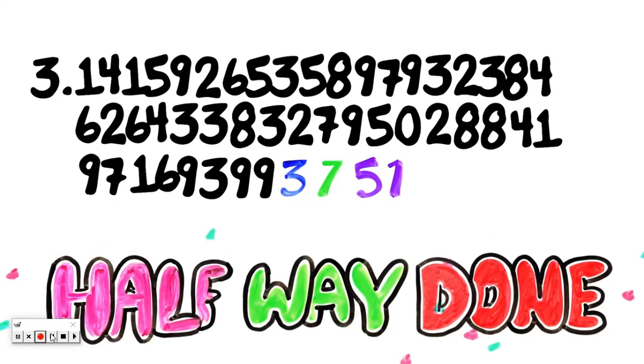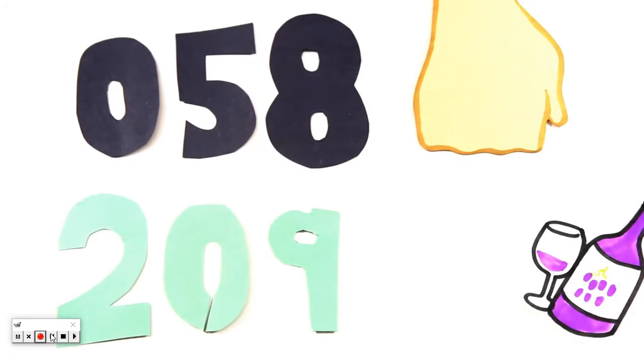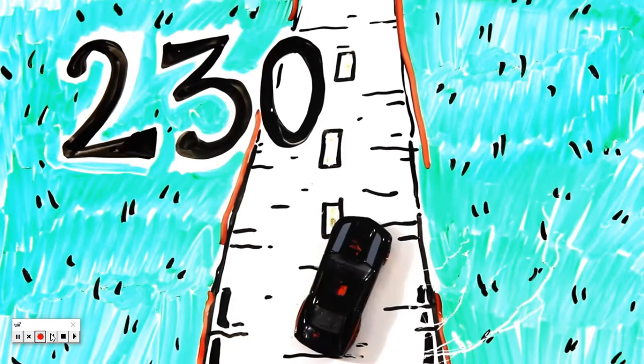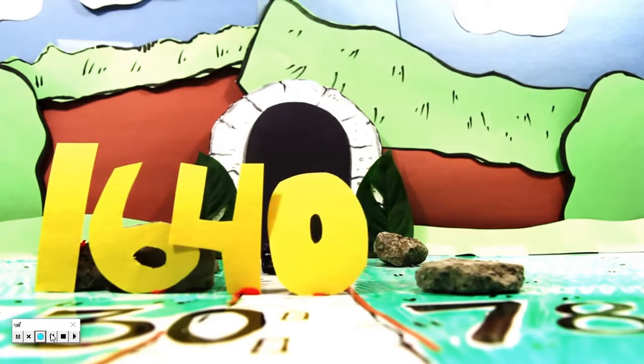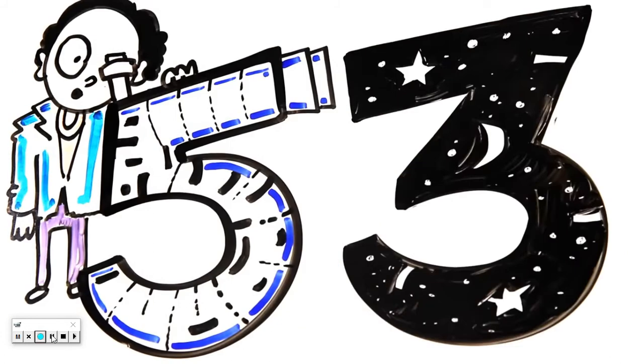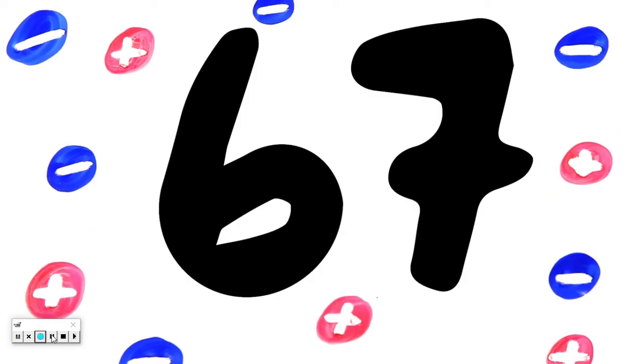Halfway done. 458, now don't be late. 209, where's the wine? 74, it's on the floor. Then 94459. 230, we gotta go. 78, we can't wait. 1640628, we're almost near the end. Keep going. 62, we're getting through. 089, out of time. 862, 8034, there's only a few more. 2, then 53, 42, 11, 7, oh, and 67.